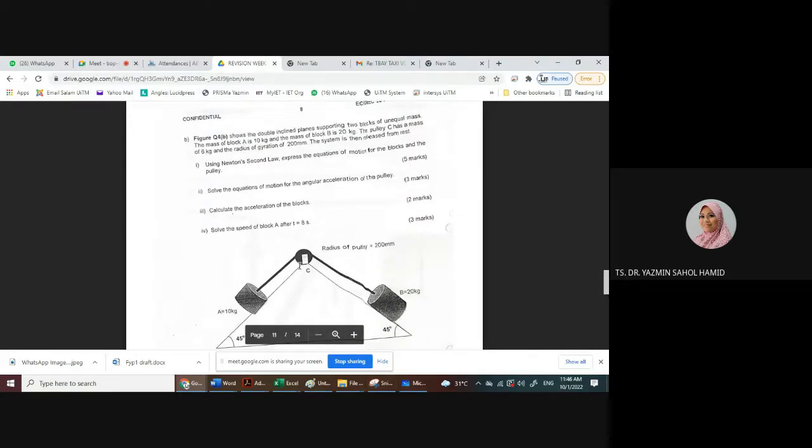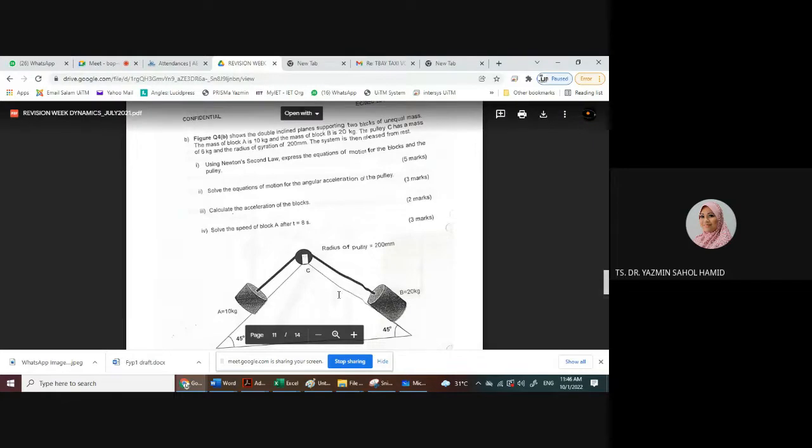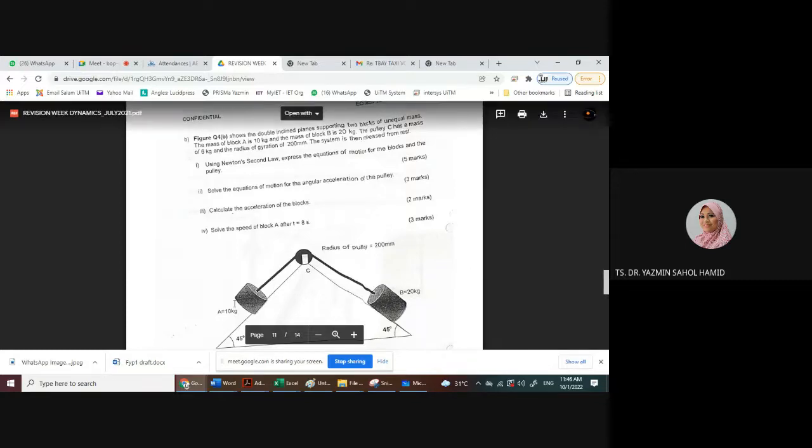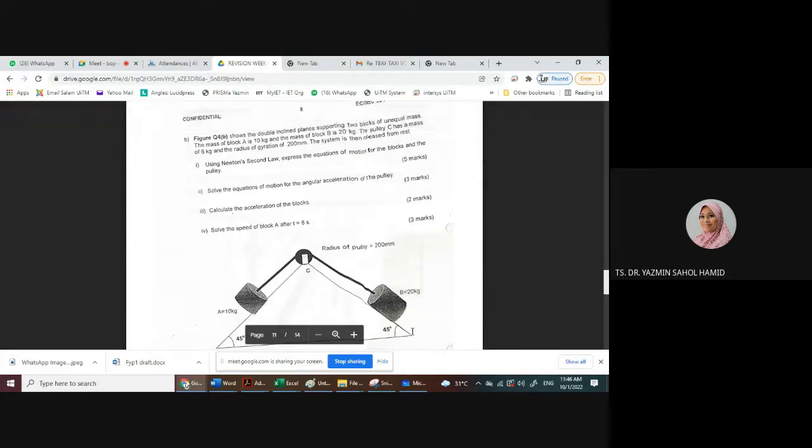Figure question 4B shows a double inclined plane supported by two blocks. So there's two blocks here. Those blocks are unequal mass, 10 kilograms and 20 kilograms. The mass of block A is 10 kilogram and the mass of block B is 20 kilogram. Okay, now obviously you tengok ni 10, ni 20. Adakah you boleh terus anggap blok B yang akan turun ke bawah? Adakah itu apa yang you fikir dari segi logical sense? Kemungkinan kan? Yes. Tapi tak semestinya.